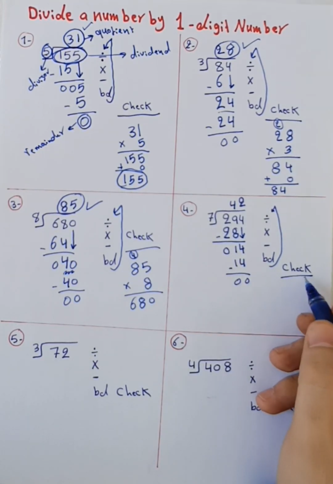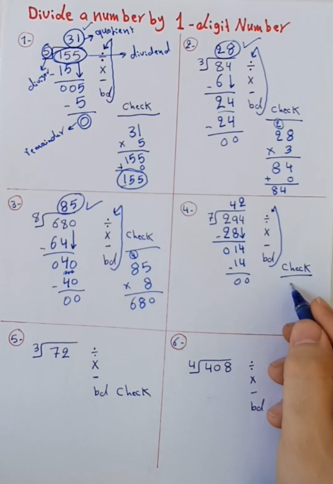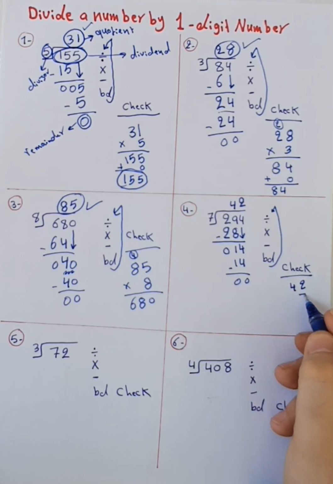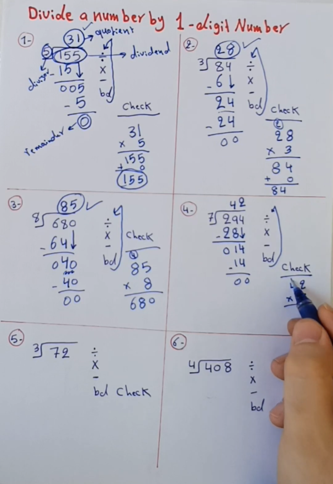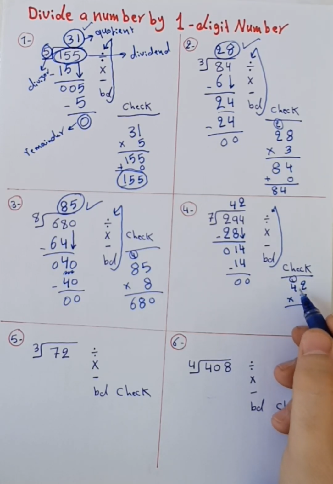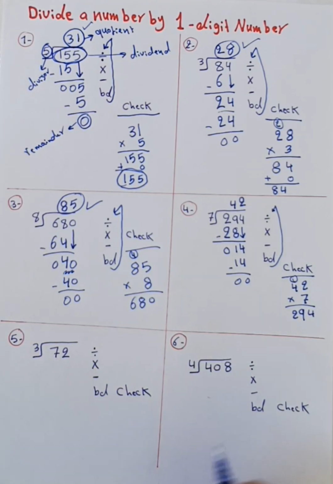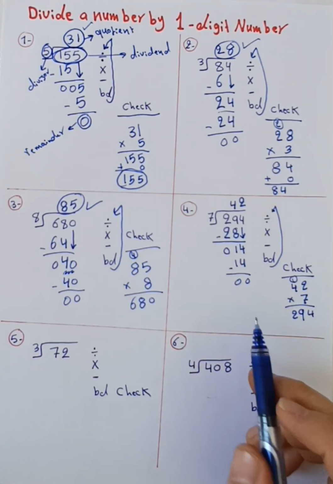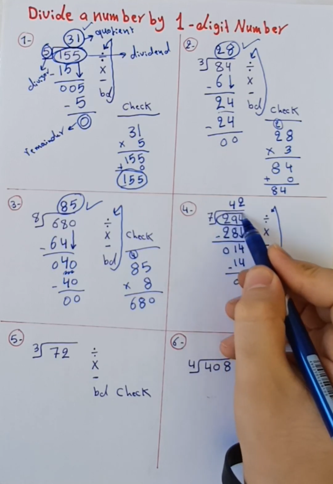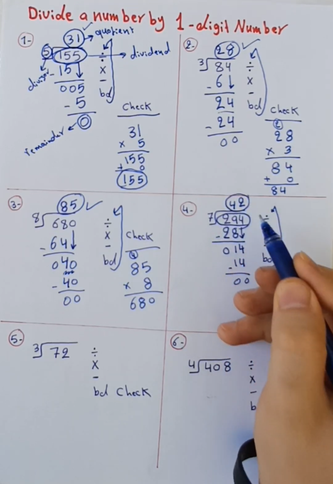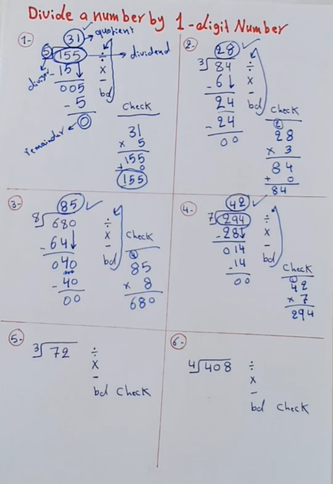And then for check step, you have to multiply 42 by the divisor 7. 7 times 2 is 14. We have to regroup. 7 times 4 equal to 28 plus 1, 29. And then you have to add this product with the remainder. The remainder is 0. 294 plus 0 equal to 294. And the dividend is 294. It means our quotient is correct.